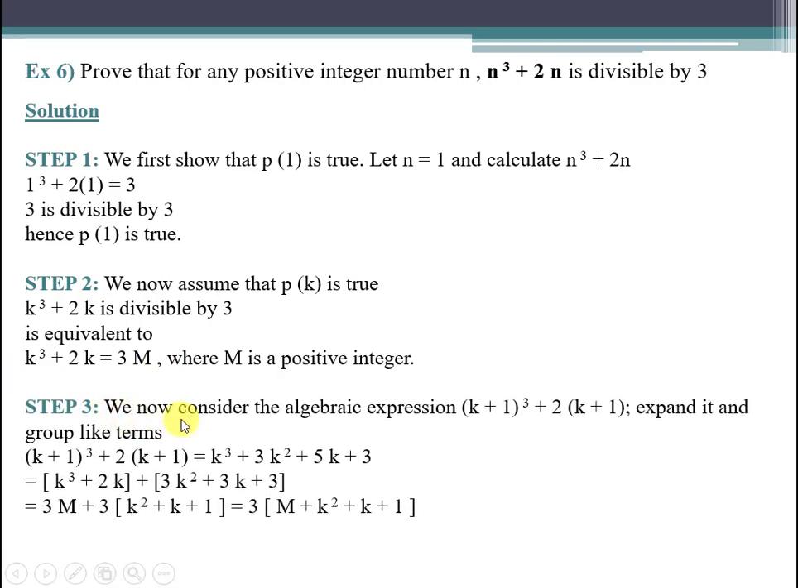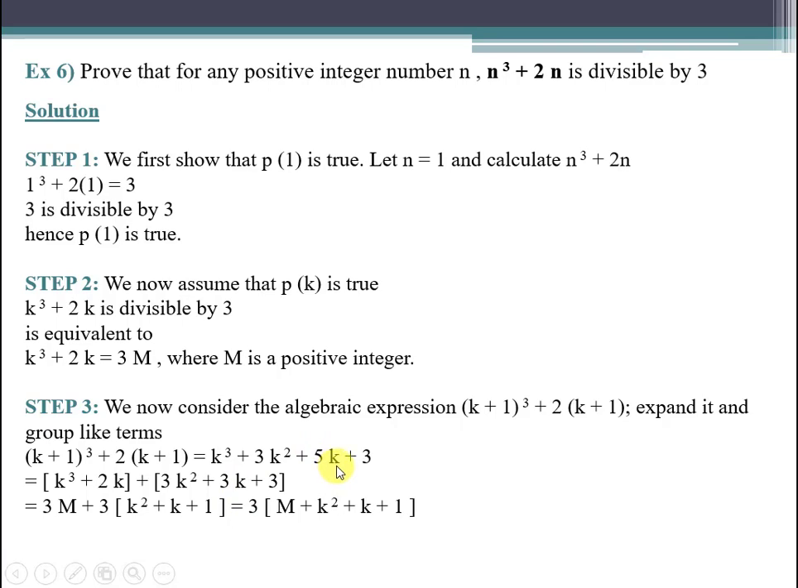Okay, step number 3. Now we consider the algebraic expression (k plus 1) cubed plus 2(k plus 1). So here we should show k plus 1 instead of n, for the next n. Expand it and group like terms. We have k cubed plus 3k squared plus 5k plus 3. And if we group it, we have (k cubed plus 2k) plus 3(k squared plus k plus 1).